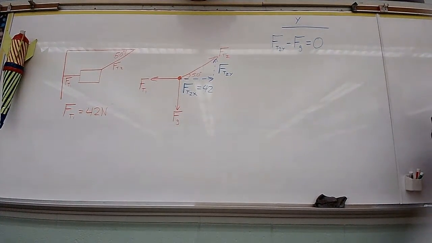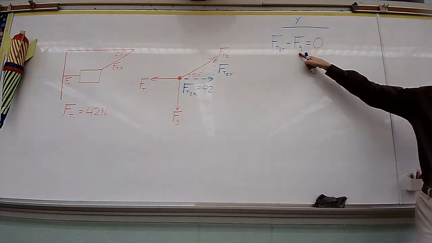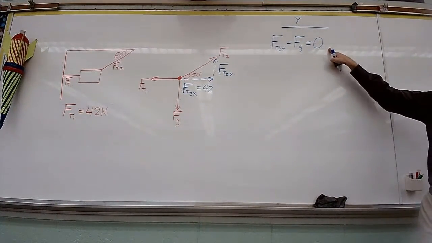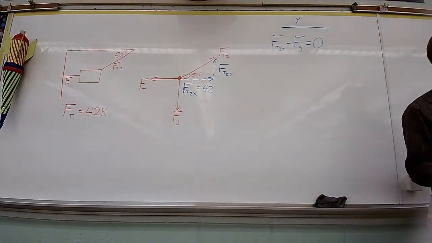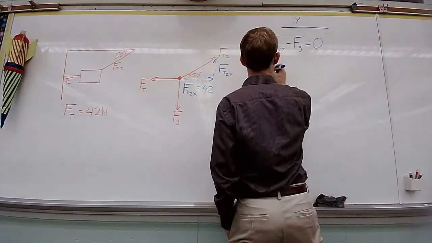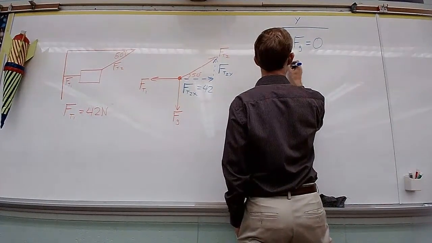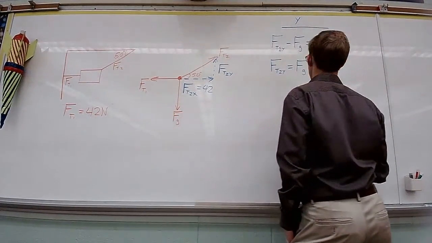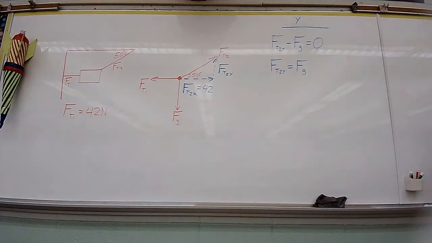And you can see where this is going. It's kind of the same thing as before. Now, if I want to find my force of gravity, all I've got to do is move it to the other side, and you can see it's going to be equal to tension 2 in the y direction. So once we get to this point, now our goal is to figure out tension 2 in the y direction, because once we have that, we have our answer for force of gravity.